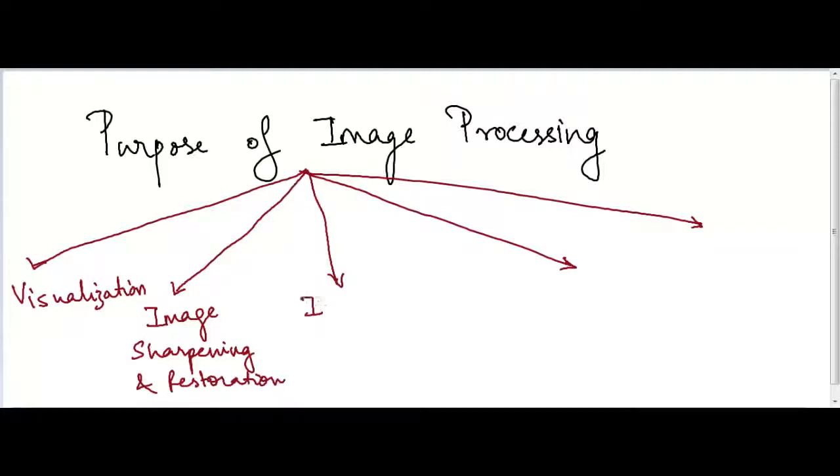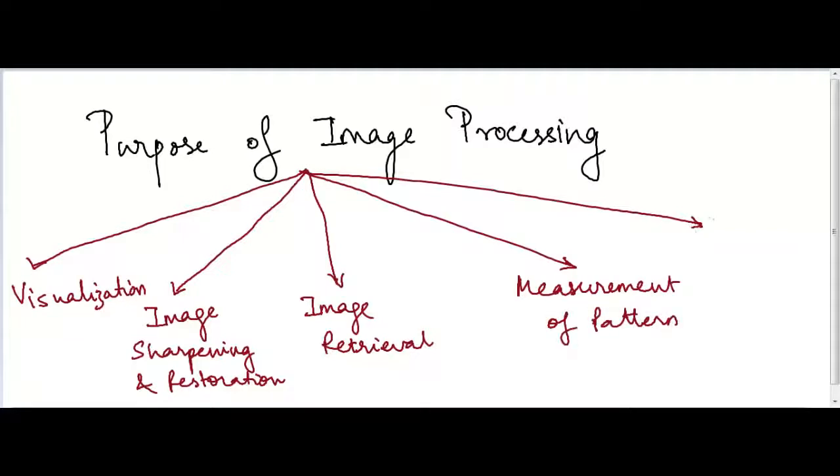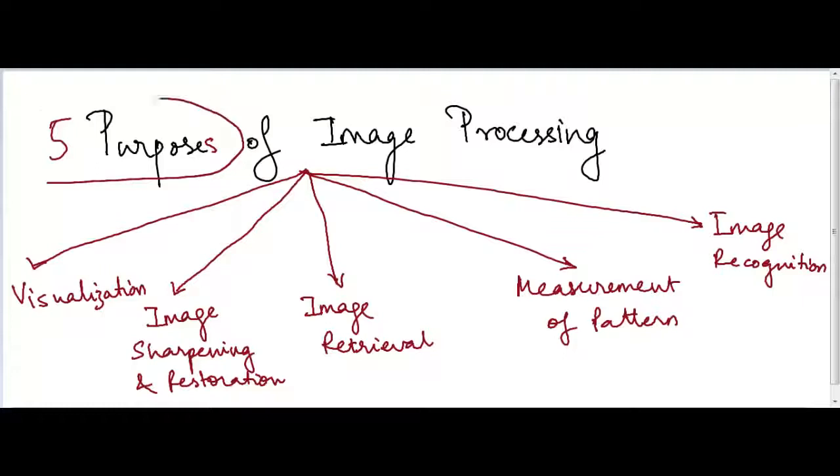Third, image retrieval. Seek the image of interest. If you want it, you seek it, so you retrieve it. Now, measurement of pattern is the fourth one, which basically measures various objects in an image. And image recognition, to distinguish the objects in an image. So these are the 5 purposes of image processing: visualization, image sharpening and restoration, image retrieval, measurement of pattern, and image recognition. All in all, it's an intelligent and concise summary of the contents of images.